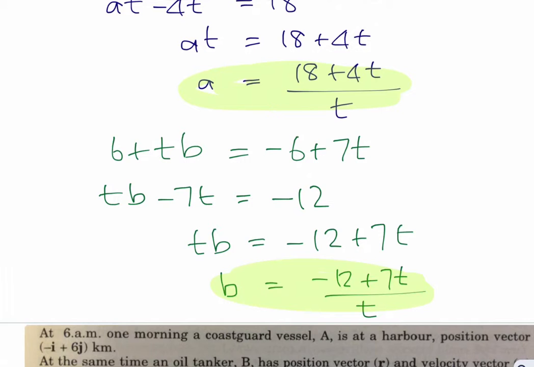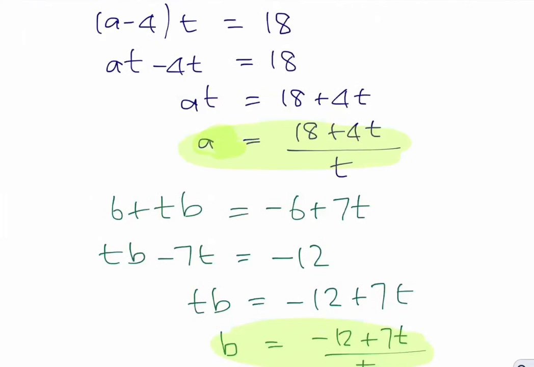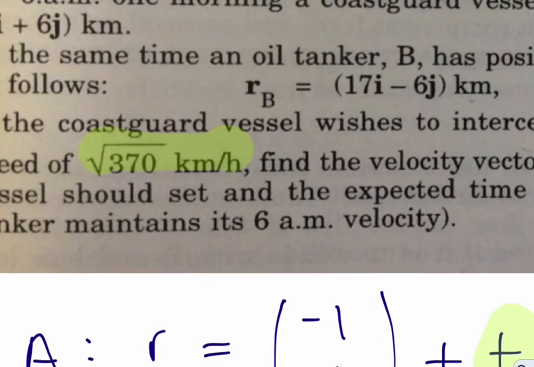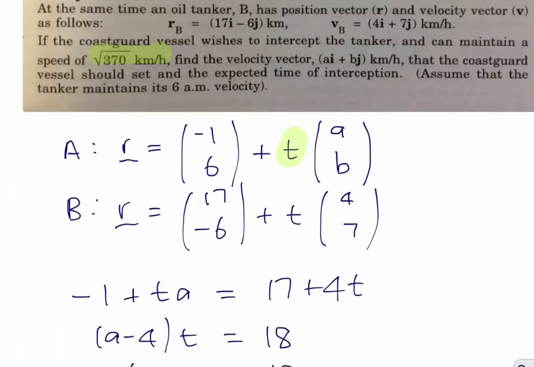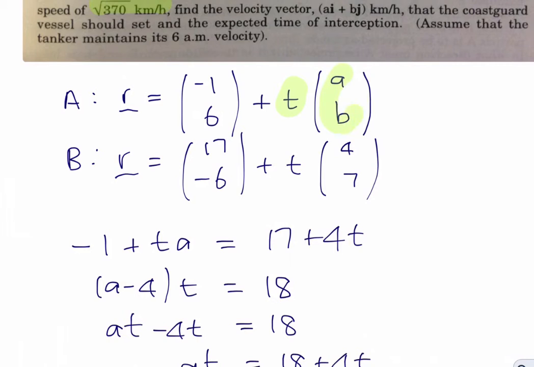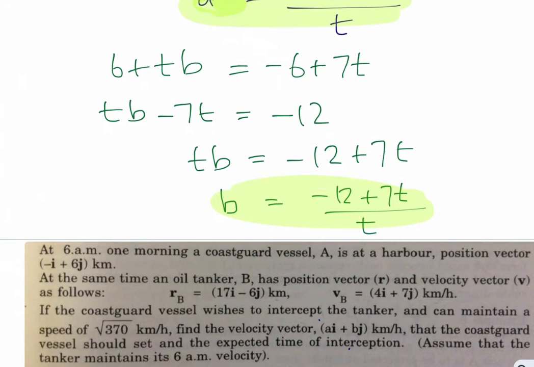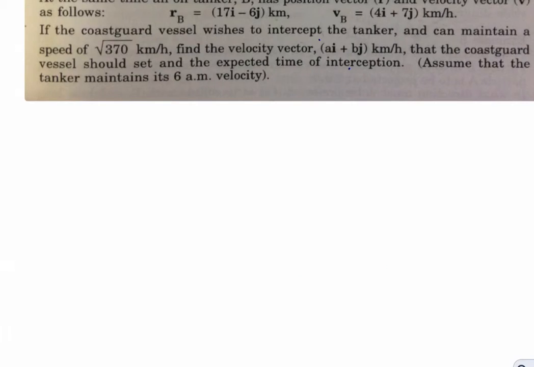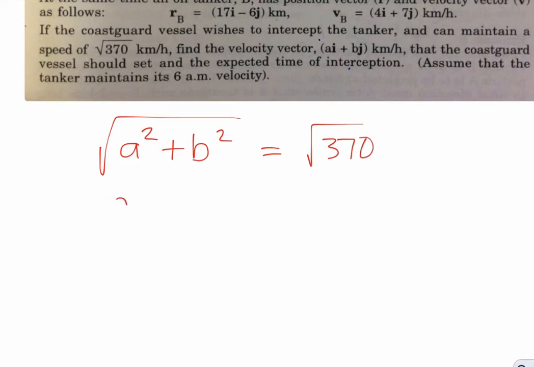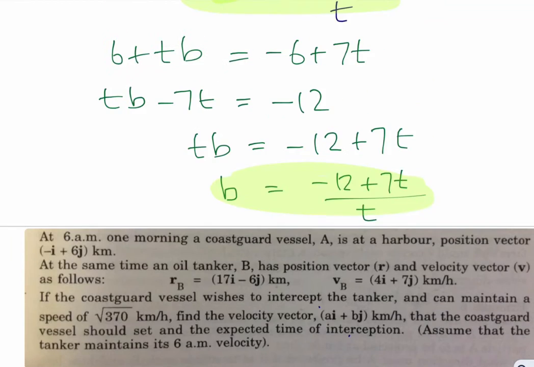Now what do we know? We know that our speed has got to be root 370 kilometers an hour. And I know how to work out the speed. It's just taking these components here, squaring them, and taking the square root, kind of thinking Pythagoras' theorem. So now that we've got those two there, we can say, A squared plus B squared, square root of those, is equal to root 370. That's the speed that we can go at. So in other words, A squared plus B squared is 370. Cool. And then we've got expressions for each of those.